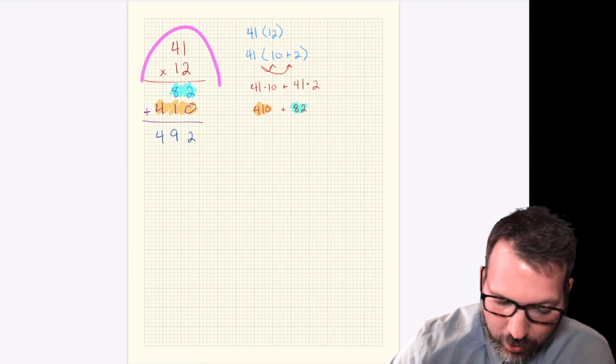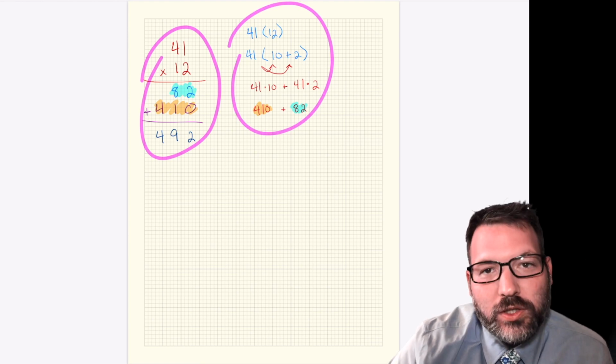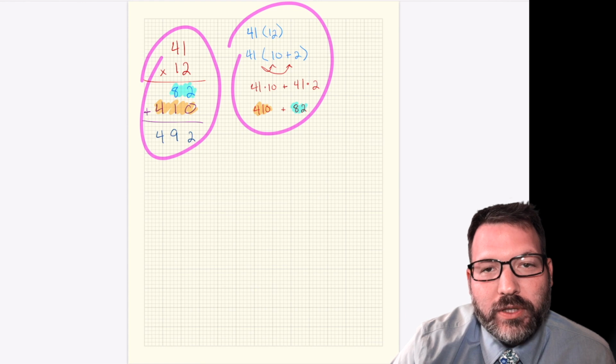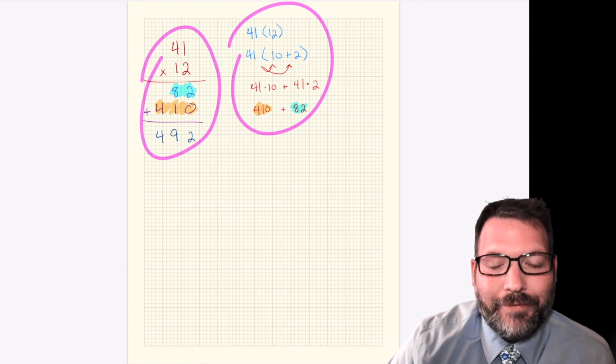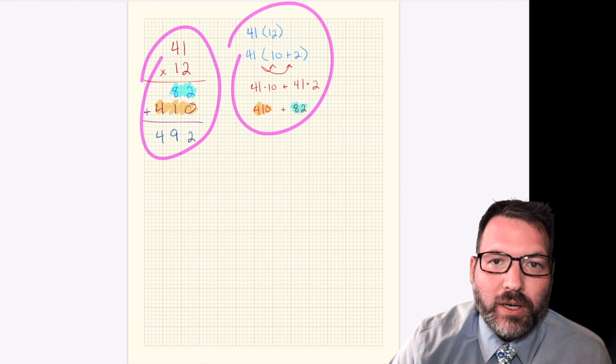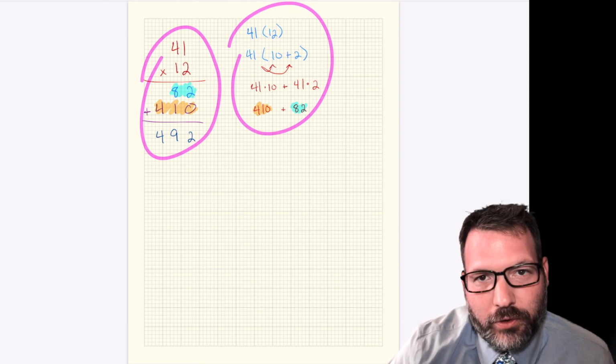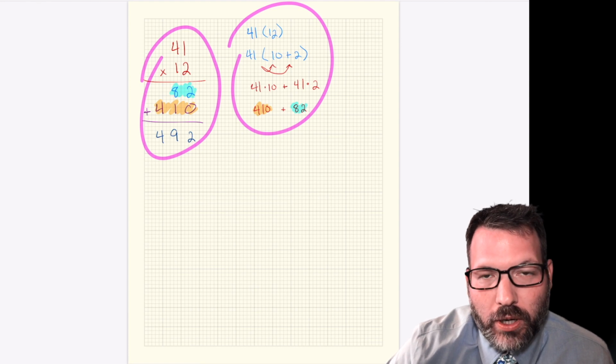So the stacking algorithm is nothing more than the distributive property at work. And that's also why the addition ends up being involved in our multiplication. Now, that's not the fundamental reason. There's a more fundamental thing that's happening between addition and multiplication, but it's good enough for now. We can get into that in some future math minute.